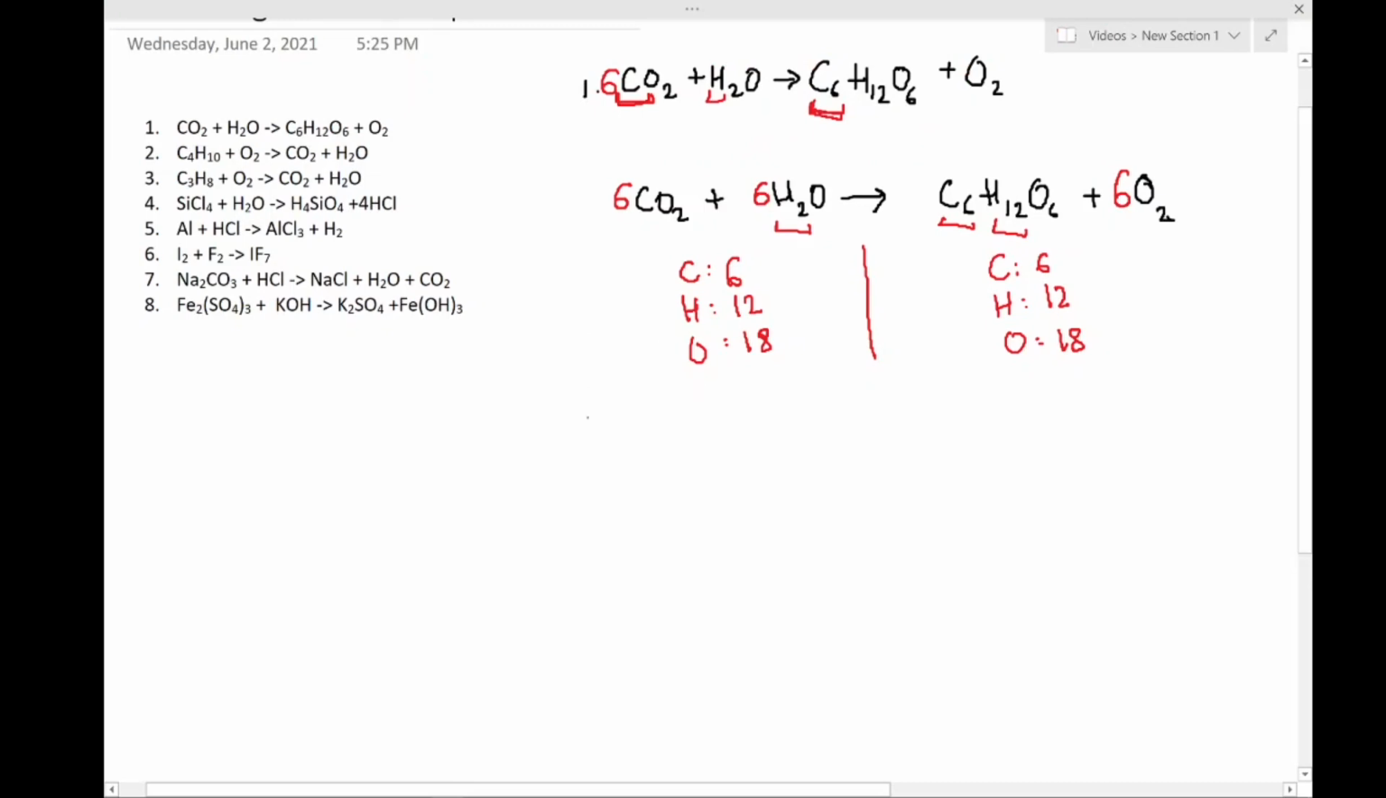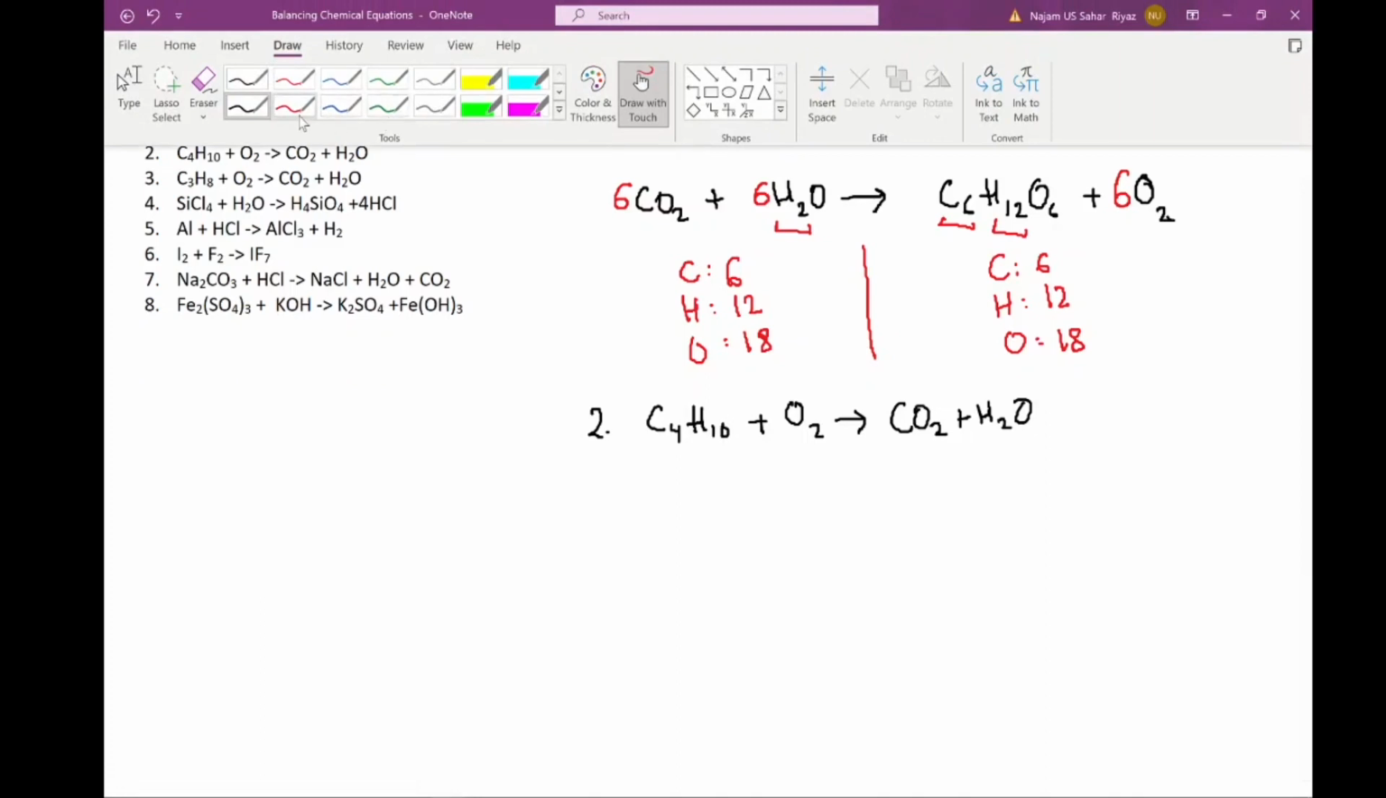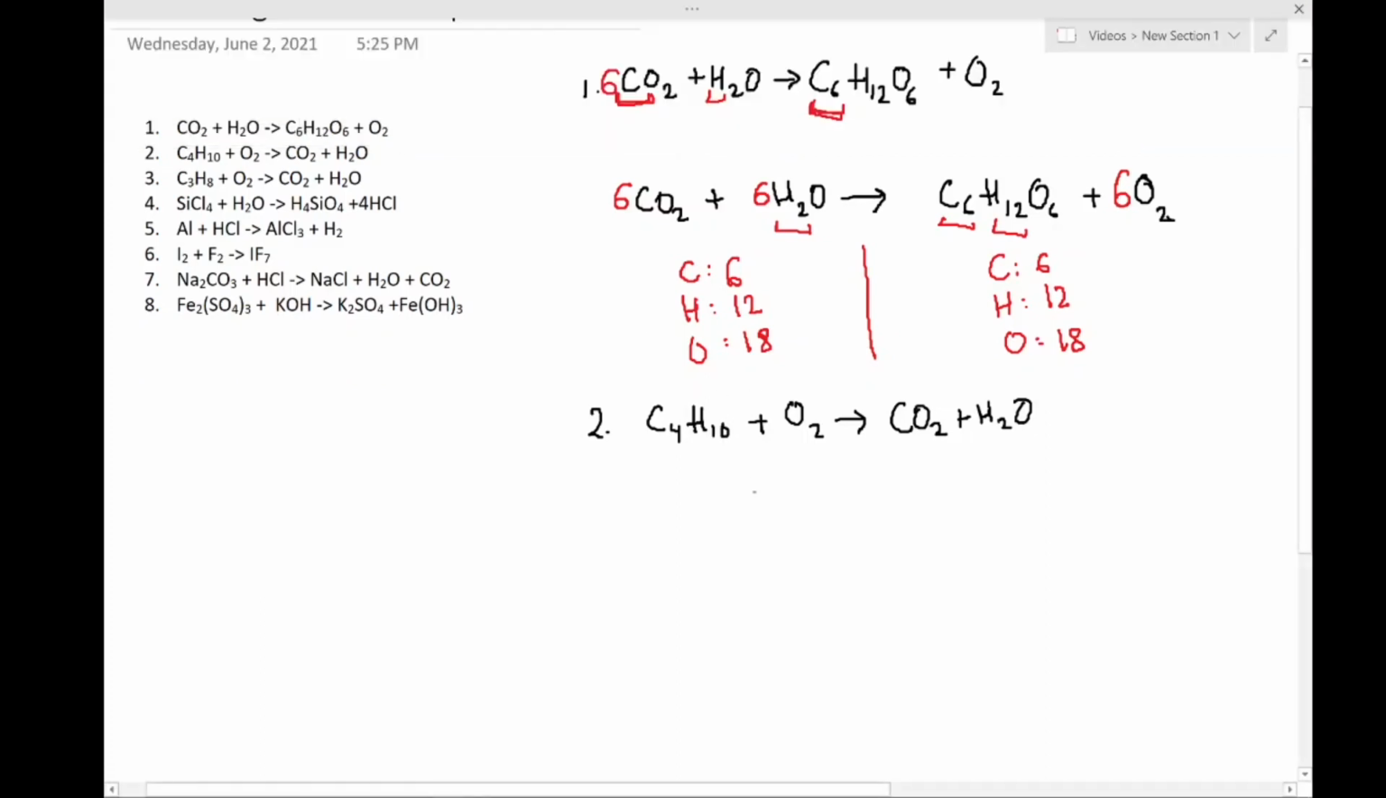So we have over here C4H10 plus O2, which gives us CO2 plus H2O. This is a combustion equation. Now in a combustion equation, the very first step, just like we did previously with the photosynthesis equation, is to try and balance out the elements which only appear once on either side.